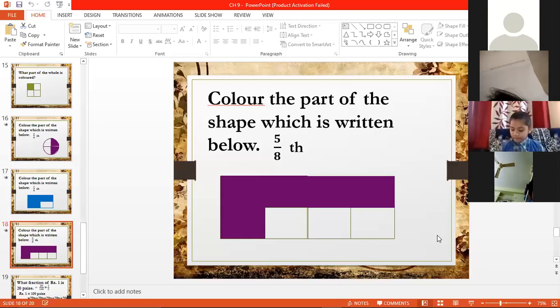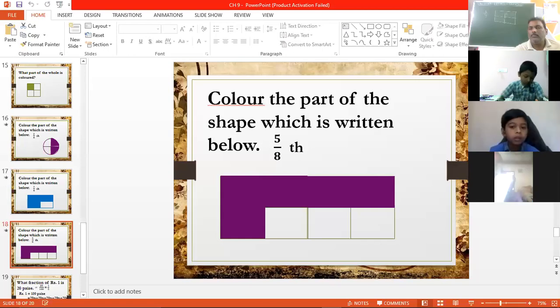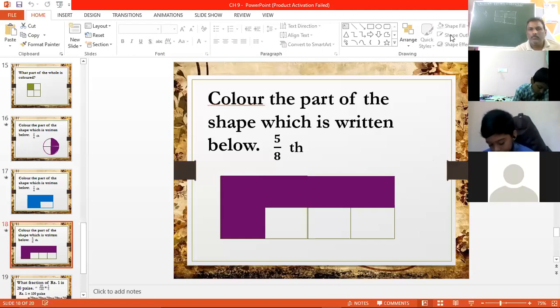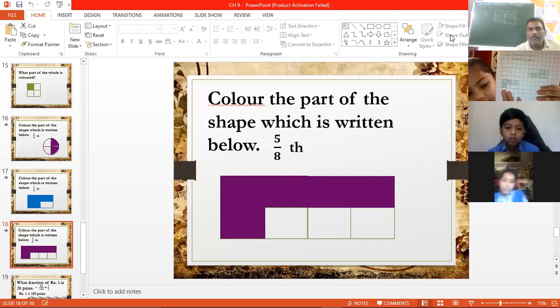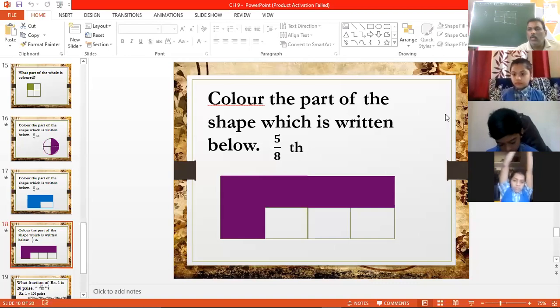Out of 8 parts, 5 parts to be colored. Try this. The answer is here, but try on your own. Sir, yes, completed. Good. Show it to me. Yeah, correct. You have to color with color pencils or sketch pens.